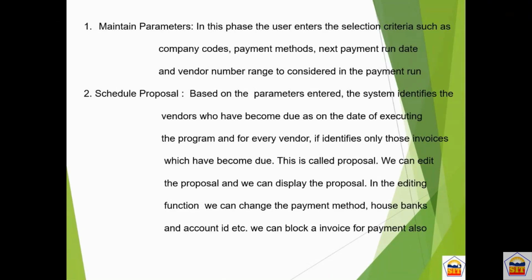Then based on our parameters, based on our information in the first step, the system is going to generate a list of those vendors and their invoices under step 2. So the system is going to give us a proposal. This proposal is nothing but a list of vendors and their due line items, which the system shows you: these are the line items the system has considered, and those invoices which are due as on the date of executing the payment program. And this is called a proposal.